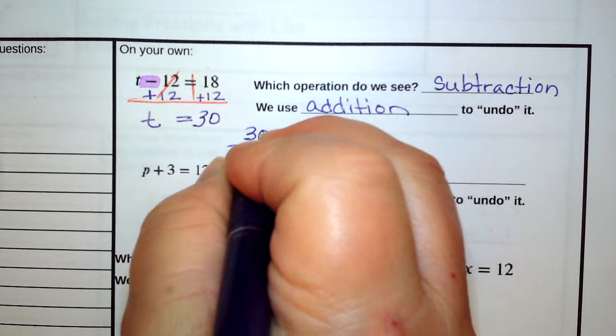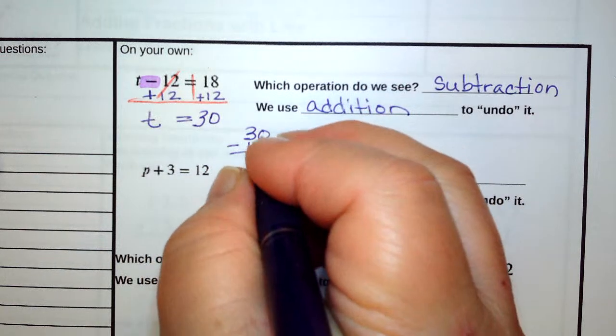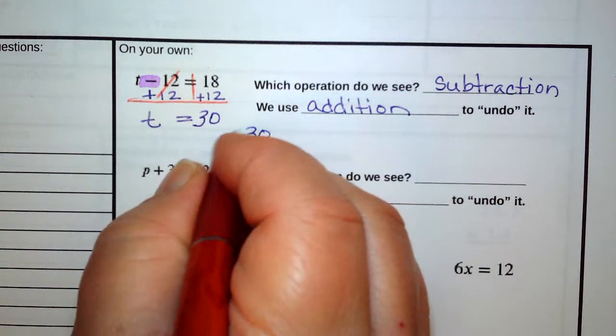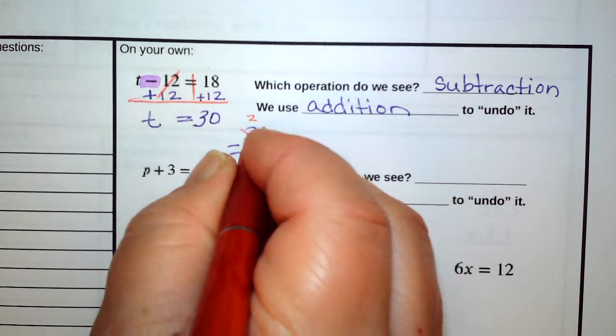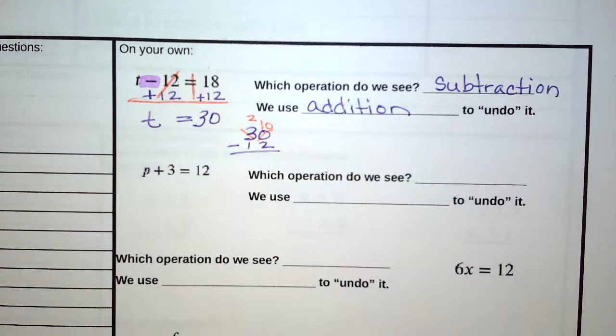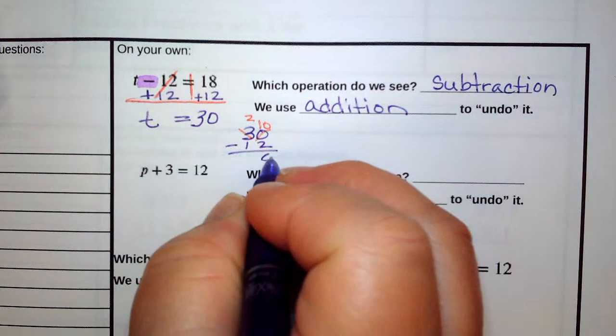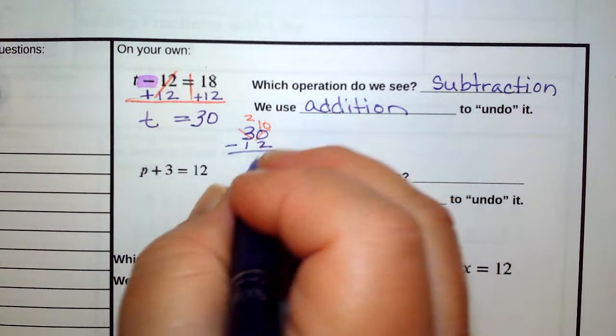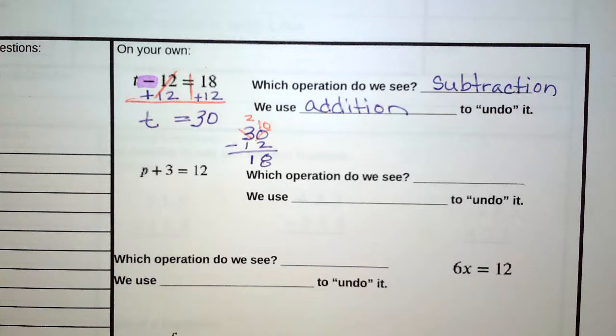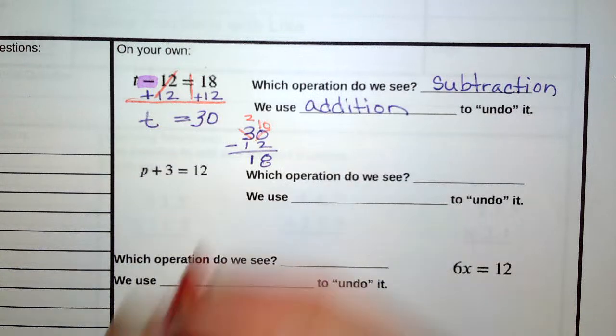30 minus 12. Borrow 1. This becomes a 2. This becomes a 10. 10 minus 2 is 8. 2 minus 1 is 1. I've checked my answer and it is correct.